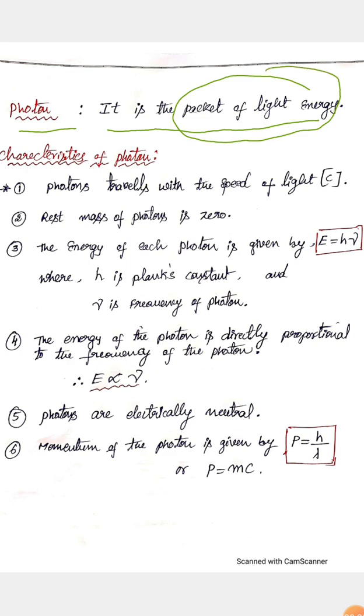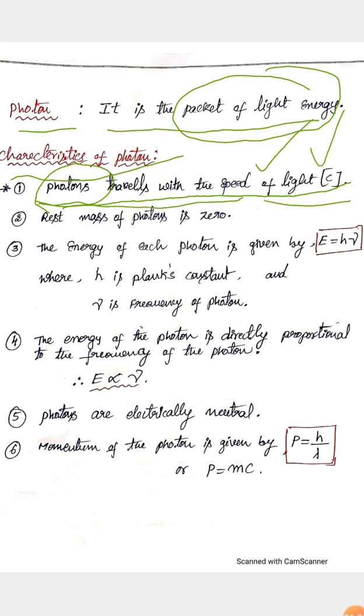Then what are the characteristics of photon? The first point is that photons travel with the speed of the light c. Whatever the photon is there, that is nothing but a pocket of light energy only, means that is present in the light only. With what speed the light is traveling, with that speed only the photon travels. So that photons travel with the speed of the light, that is c.